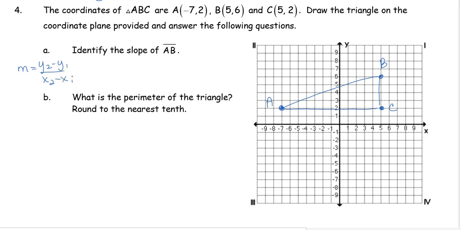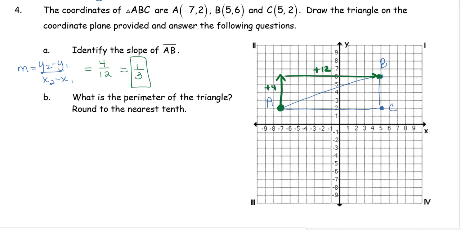Now, when you're on a coordinate plane like this, I just think it's easier to go ahead and count your rise over your run. If I'm going from A to B, I'm going up 1, 2, 3, 4. That's your change in y. And right 1, 2, 3, 4, 5, 6, 7, 8, 9, 10, 11, 12. So I'm going up 4, which is a positive 4, right 12, which is a positive 12. So our slope is going to be 4 over 12, which is going to reduce down to 1/3. What is the perimeter of the triangle? Round to the nearest tenth.